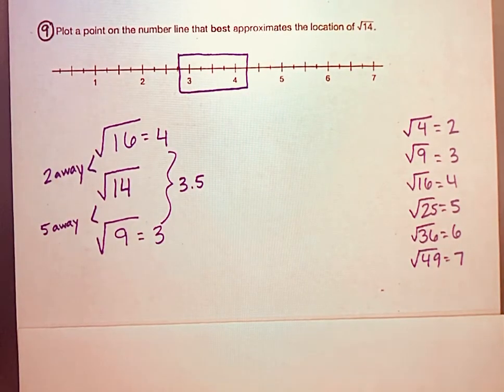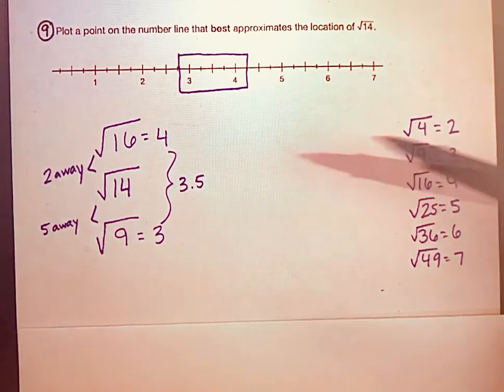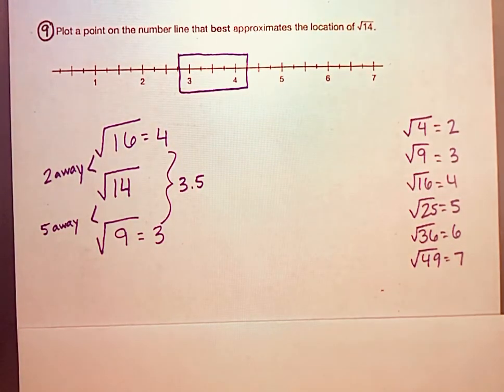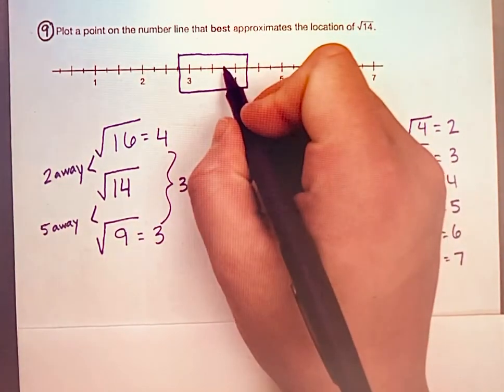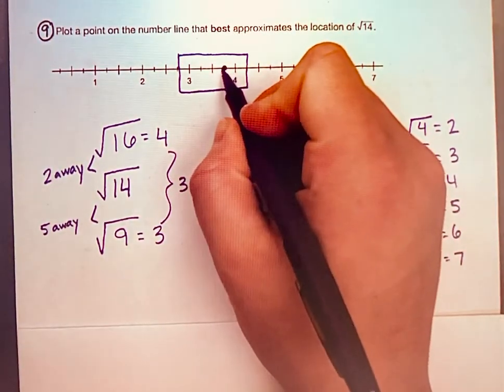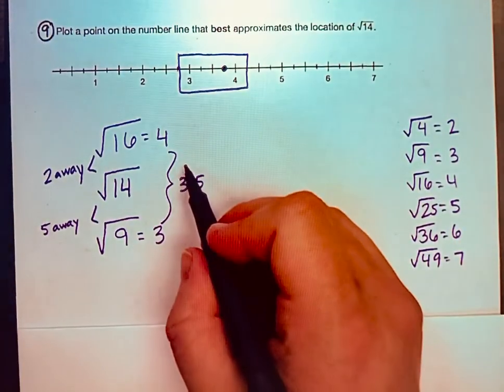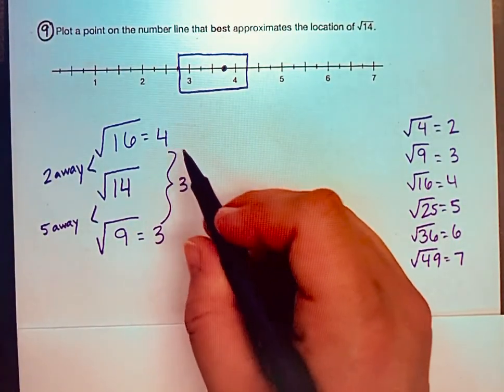Okay, how would you know if it's in the middle and you should choose 3.5? Well, if it's something like 3 away and 4 away, or 5 away and 4 away. If it's very, very close to the middle, then you would choose the 3.5. But I know it's closer to 16, so I know my answer is actually going to be about 3.75. It's in between here somewhere.